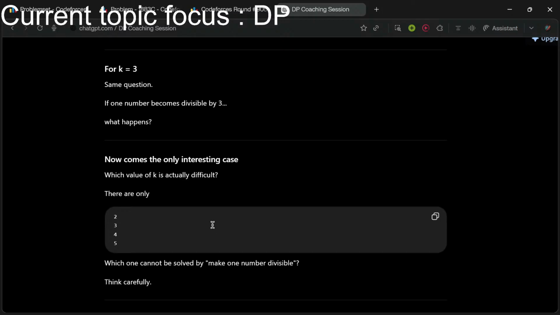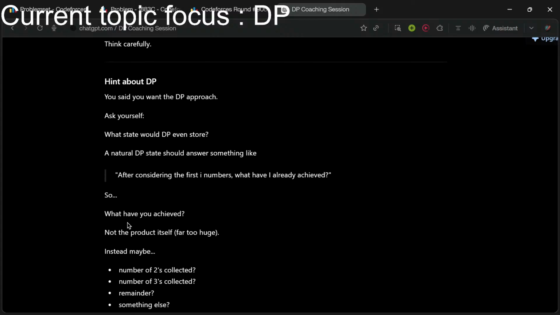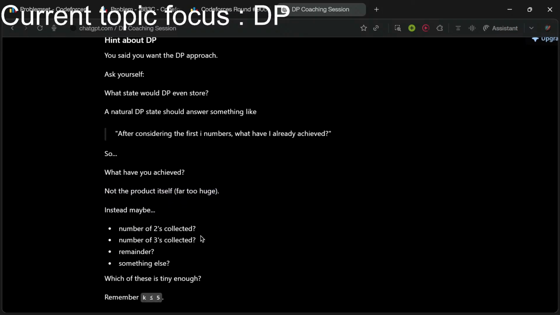Well, since I've already seen the editorial, but thinking of it logically also, 2, 3, 4, 5, which one will be harder for me to make actually, it's probably 4, because 4 is basically 2 times 2. So I would need to make a number not only divisible by 2, I would also need it to be divisible 2. Considering the first 5 numbers, what have I already achieved? So what have you achieved? Not the product itself, far from. Instead, number of 2's collected.